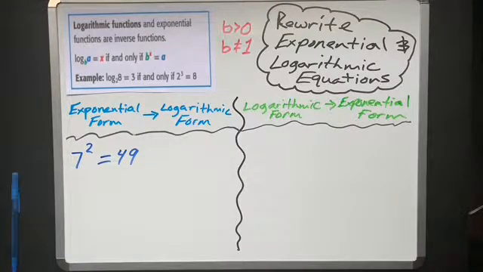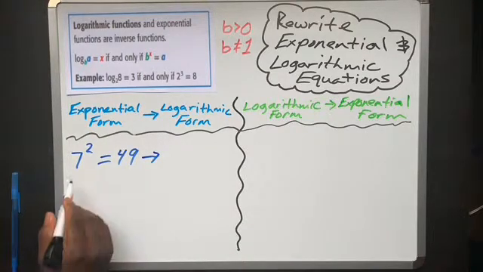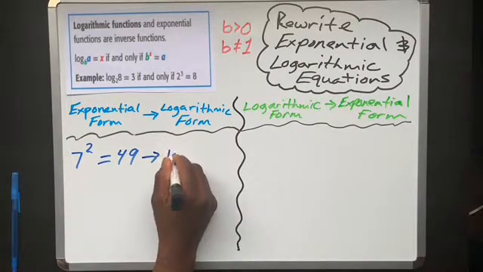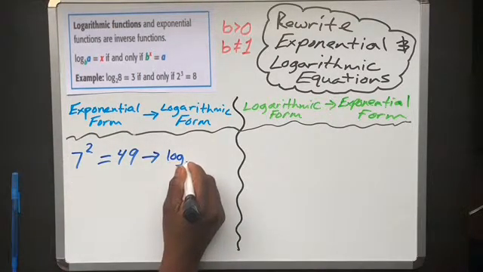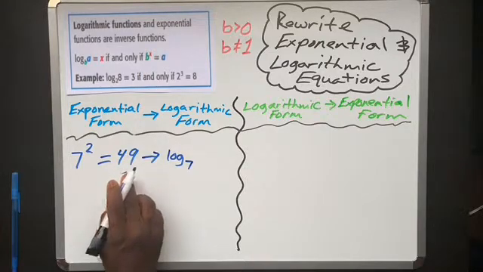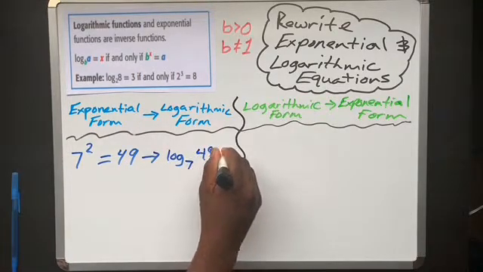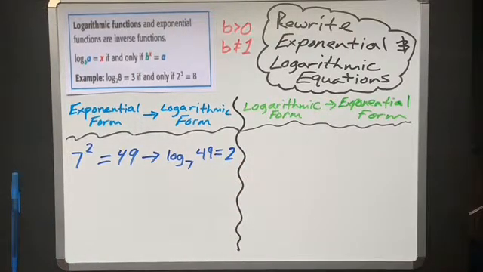Well, I think we're doing great. We're going to practice rewriting this exponential equation. I'm going to draw an arrow this way. Remember, 7 is my base and 2 is the exponent. So I rewrite it as log base 7, there's my base, of 49 equals, and what is the exponent? 2. There it is.